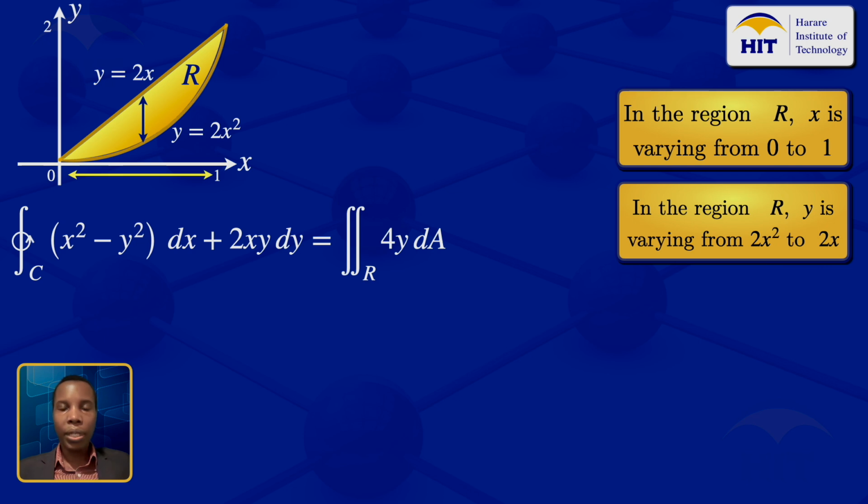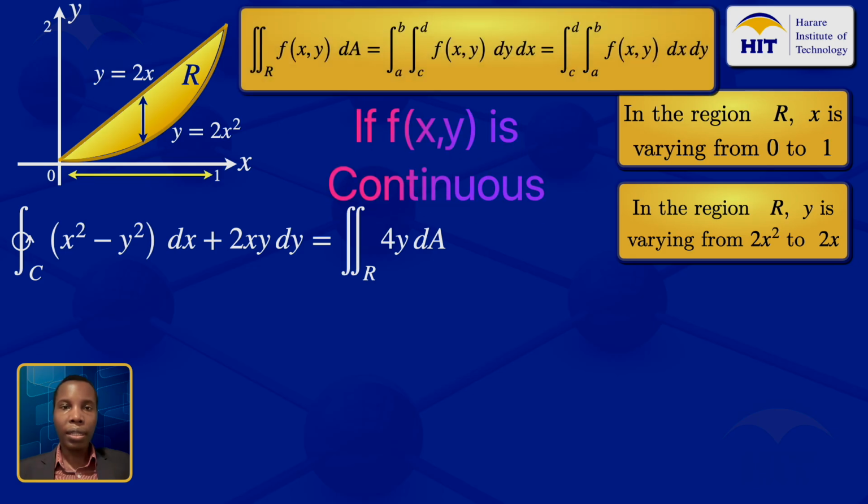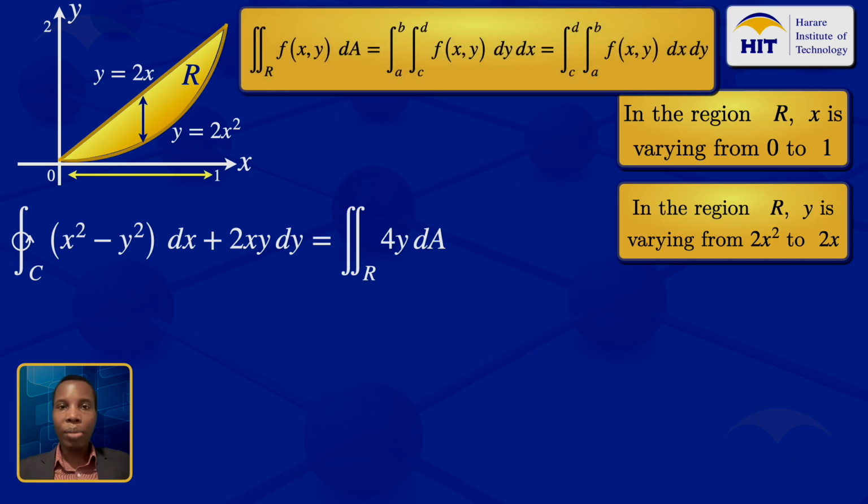To evaluate double integrals, you should recall that if f is a continuous function, then the double integral over the region R can be broken into single integrals, where we have the integral from a to b, then the integral from c to d of f of x, y dy dx, which will be equal to the integral from c to d, the integral from a to b of f of x, y dx dy. What is happening there is that in the first part, we first integrate with respect to y, and in this part, we integrate first with respect to x.